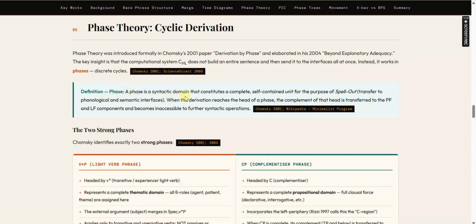Definition: phase. A phase is a syntactic domain that constitutes a complete, self-contained unit for the purpose of spell-out. When the derivation reaches the head of a phase, the complement of that head is transferred to PF, the phonological component, and LF, the logical form. Components then become inaccessible to further syntactic operations.